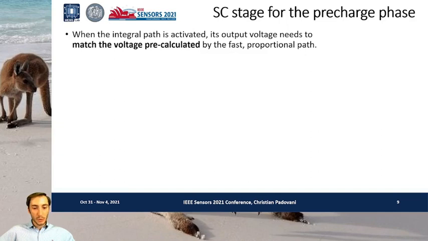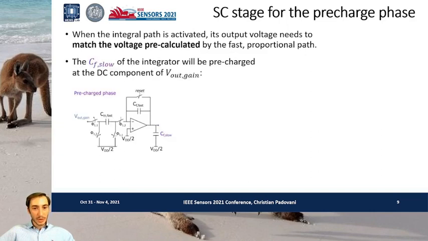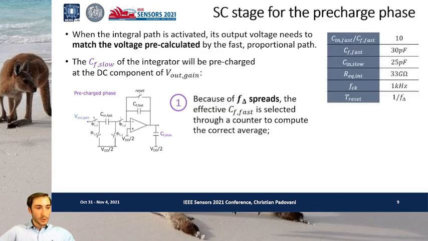However, in order to let the system work properly, the slow AGC needed a precharge phase, during which the feedback capacitor is precharged to the DC output voltage of the proportional type AGC. However, two main problems arise. First of all, the gain of the precharge phase should be maintained equal to 1. Because of the f delta spreads, the effective value of the feedback capacitor is selected through a counter to compute the current average, which follows the f delta spreads.